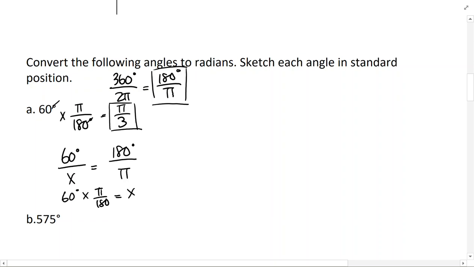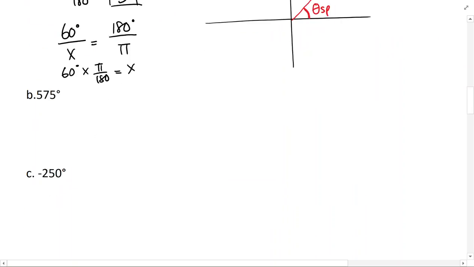Now we need to do the next part: sketch an angle in standard position. Here we have our graph, and 60 degrees or pi over 3 would be somewhere here-ish. Actually, here-ish. Okay, and that is our angle in standard position. Okay, let's try this next one.